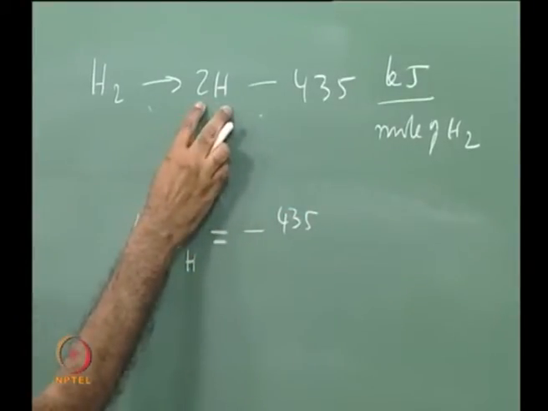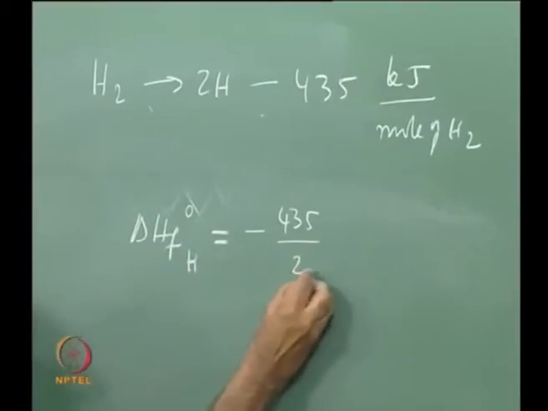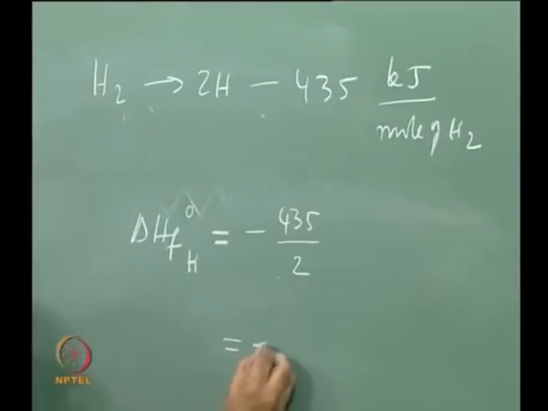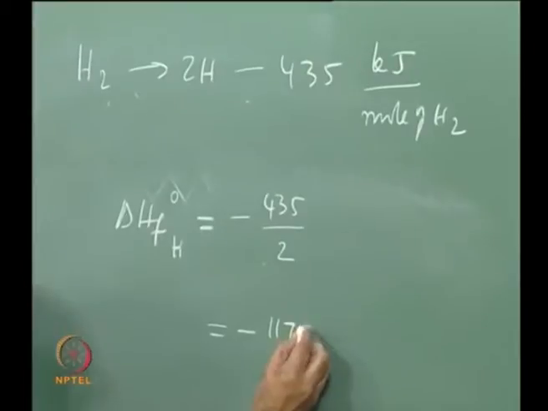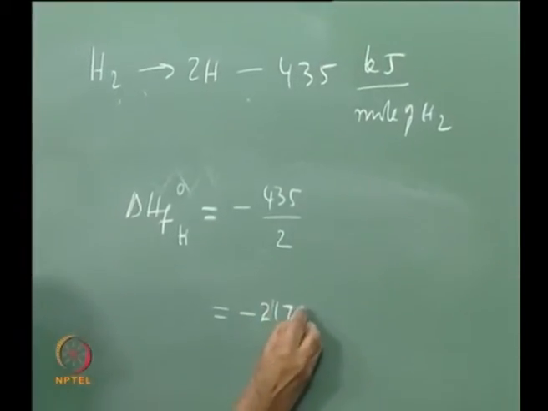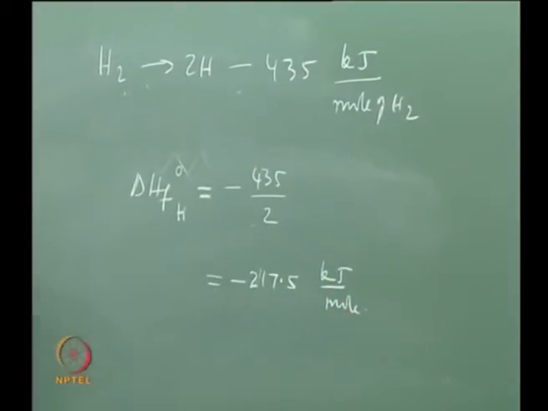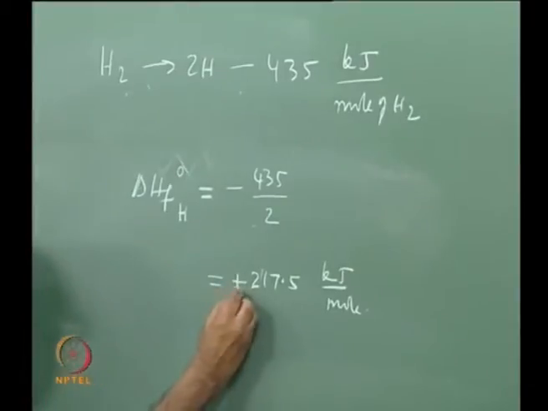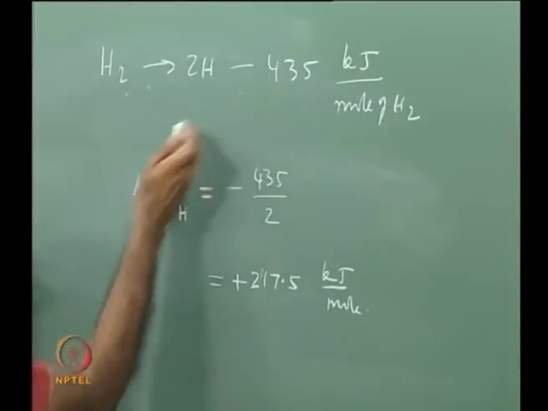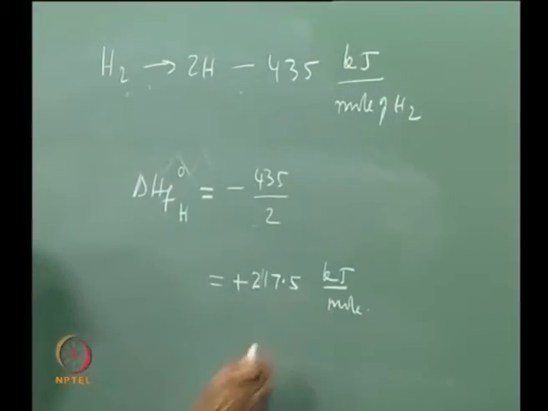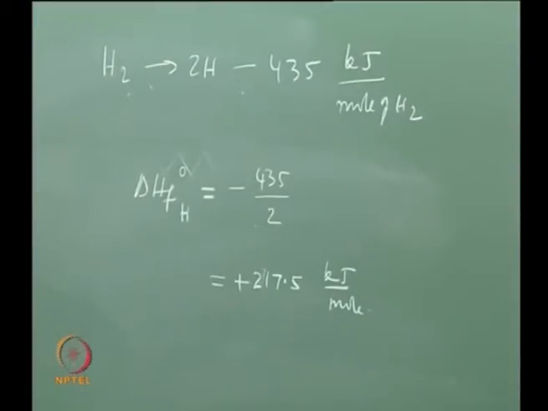I form 2 moles of hydrogen atom per mole of hydrogen molecule, and therefore the value is minus 117 to 217.5 kilojoule per mole, and this is plus, I am sorry, because what is happening is it is endothermic, I have to supply heat to element hydrogen, and therefore it is plus 217.5 kilojoules per mole. Therefore, this is how heat of formation of the different substances is determined, but basically one need not even do an experiment.